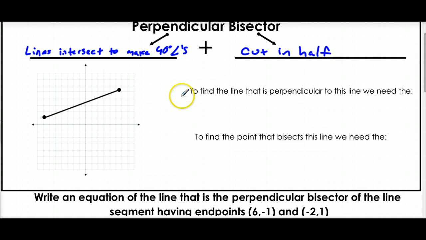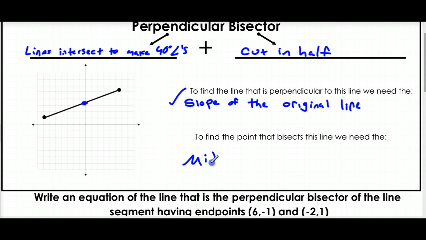So to be able to write the equation, there's probably two key pieces of information I'm going to need. First, to find the line that is perpendicular to this line, if you think back from our last lessons, we're going to have to know the slope of the original line. Now, if I know the slope, I can find the perpendicular slope and get that taken care of. Now, to make sure it goes through the middle, I would probably have to find what? Think back, you learned it. You probably have to know the midpoint. And we know how to do that too.